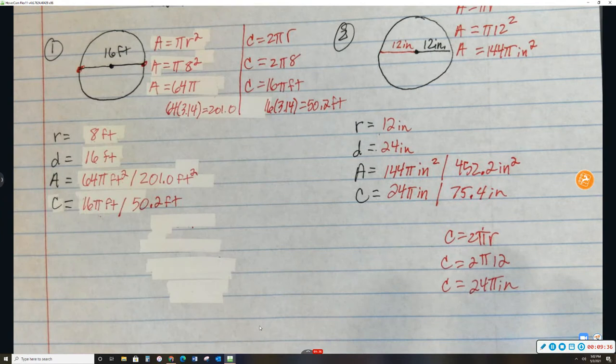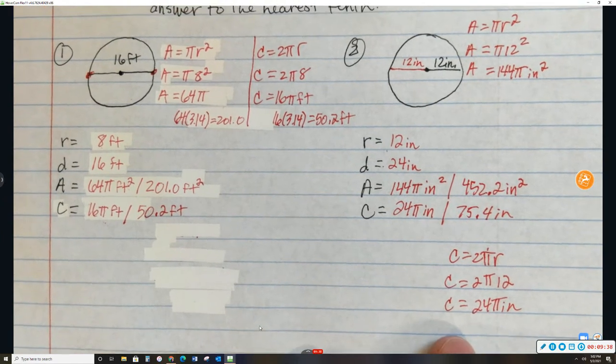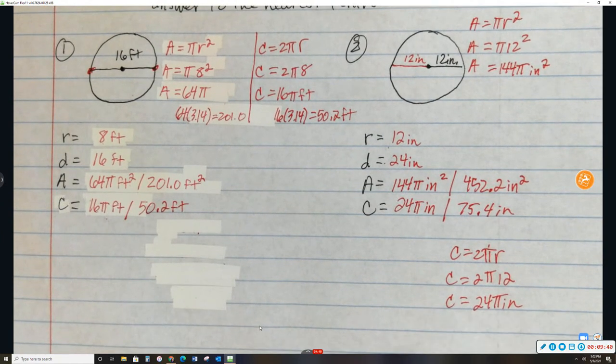And anyway, that is our 2 examples. Hopefully that makes sense. Pause this if you need to. I am going to stop the video and let's do the classwork.